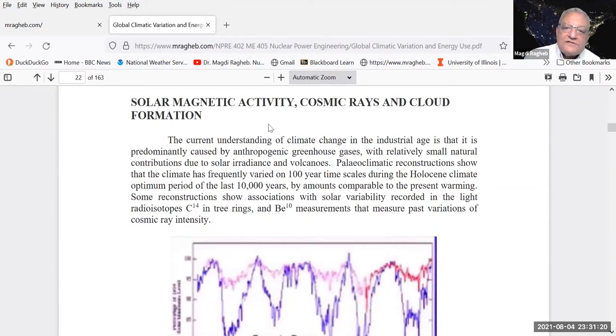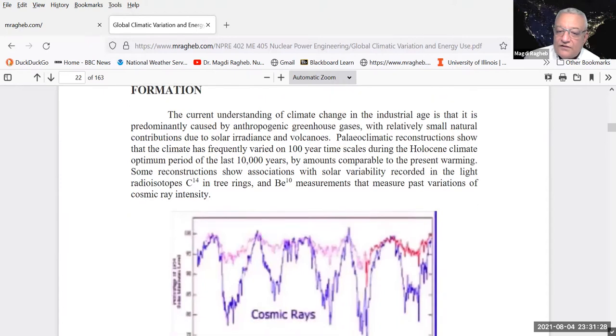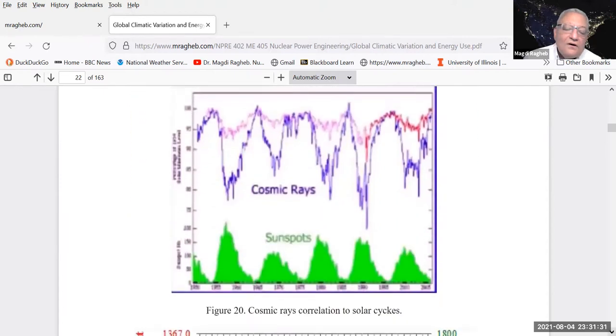So I suggested that cosmic rays affect cloud formation. When the activity on the sun is low, the magnetic field is also low, and cosmic radiation reaches the Earth. So we get a larger amount of cosmic radiation at times when the sun is less active and vice versa. And this is a plot that shows the sunspot cycles here, from one peak to another to the next peak.